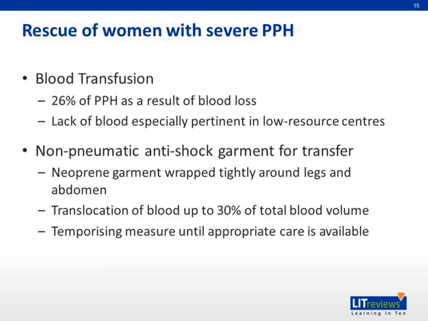The second type of measures for low resource centers is use of non-pneumatic anti-shock garment for transfer. This neoprene garment is wrapped tightly around the legs and abdomen, allowing the translocation of blood, up to 30% of total blood volume, from the periphery in the lower limbs into central circulation. This is therefore a temporizing measure between transporting the patient from the low resource center to a tertiary center where appropriate care is available.